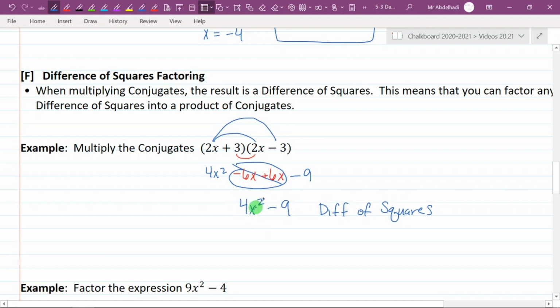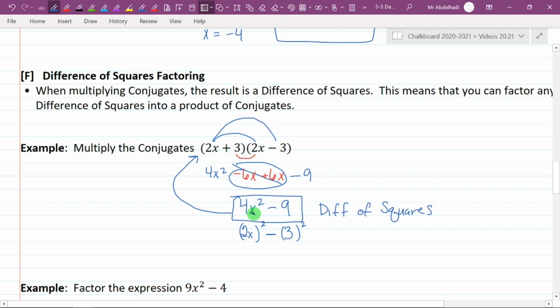This 4x squared is 2x times itself. And this 9 is 3 times itself. So both of these are perfect squares, and there's a minus in between them, so they're a difference of perfect squares. They're a difference of squares. And anytime you have a difference of squares, you can factor them backwards into conjugates again. Okay? So differences of squares come from conjugates.